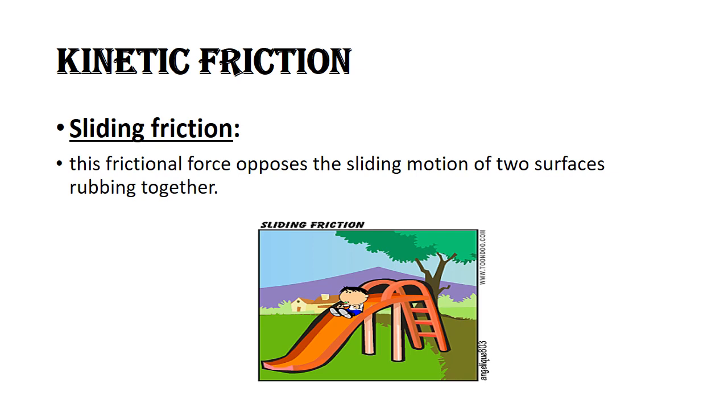Now what is sliding friction? Sliding friction is the type of friction that comes into play when a body slides over the surface of another body. Suppose you can see over here that a boy is coming down, so he is sliding over this surface. When he slides over the surface, the frictional force that comes into play is known as sliding friction. Suppose we have a block on the ground and we are applying a certain force, sliding this block on the ground. At that time, the frictional force that comes into play is known as sliding friction.